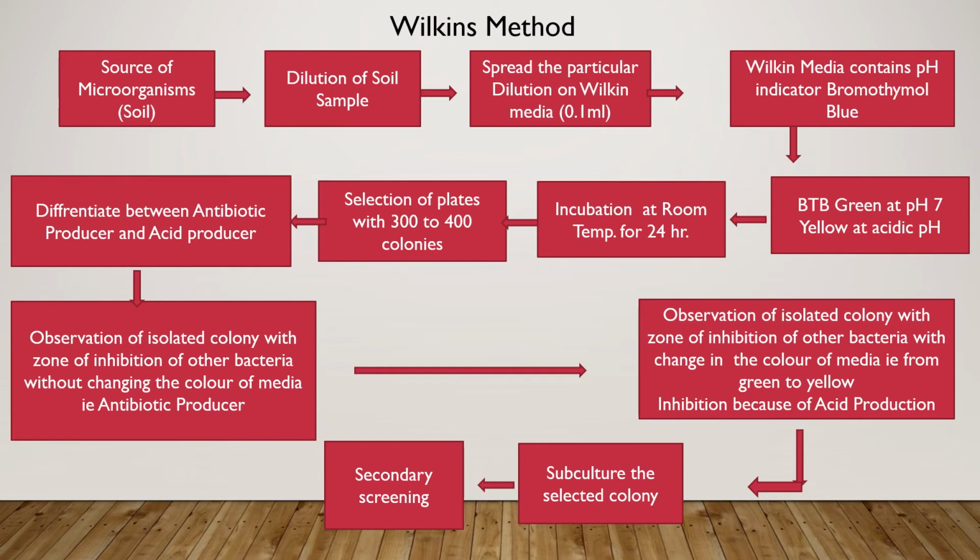If you find the change in color from green to yellow, not only of the colony but even of the media, it means that the colony at the center of the inhibition zone is producing acid, not antibiotic. So ignore this type of colony and go for the colony where there is an inhibition zone but without change in the color. Now pick up that colony, subculture the selected colony and send it for secondary screening.